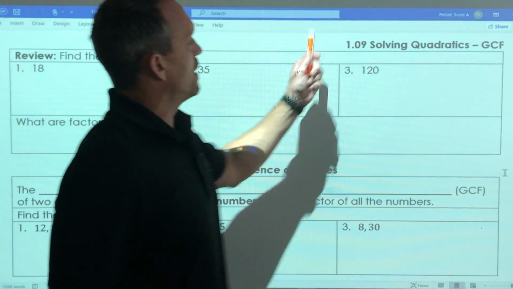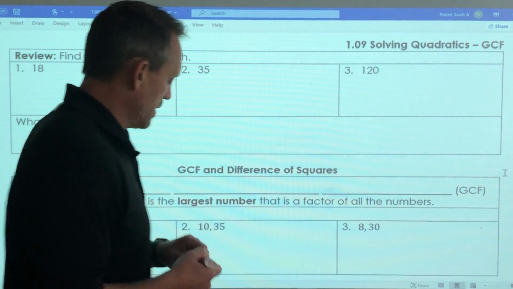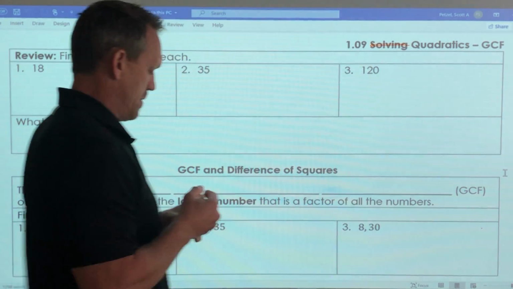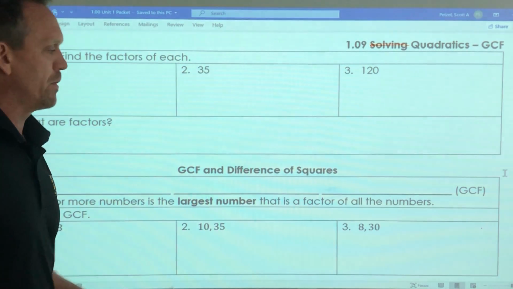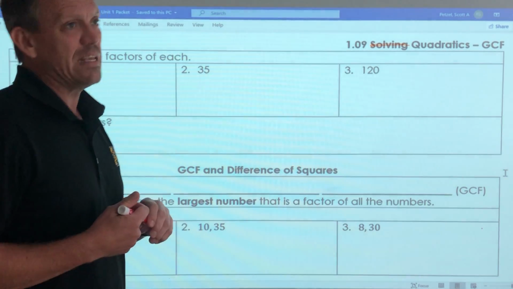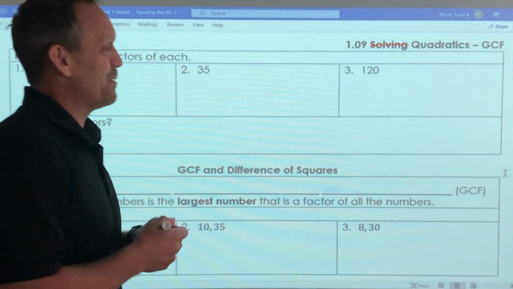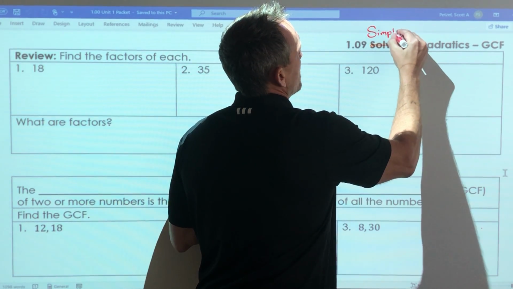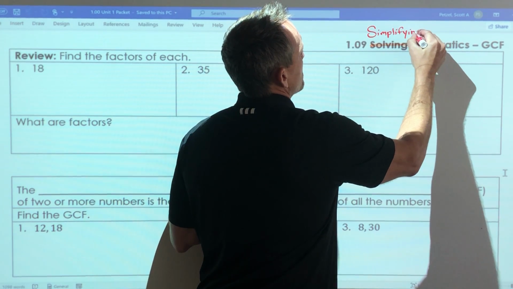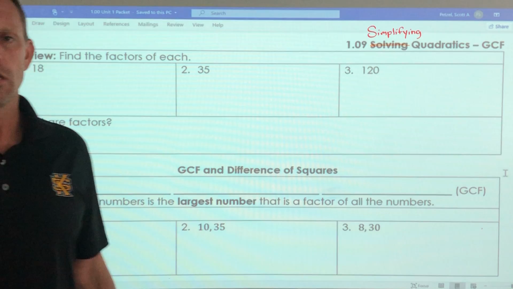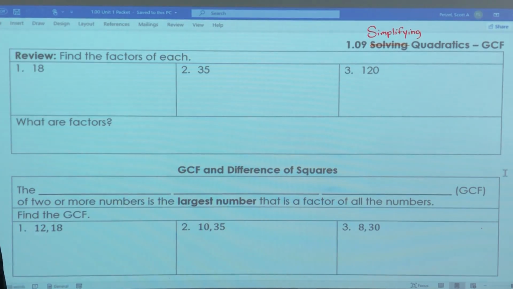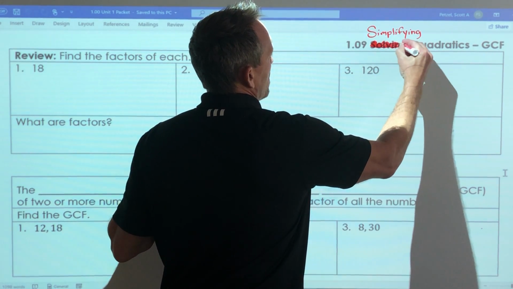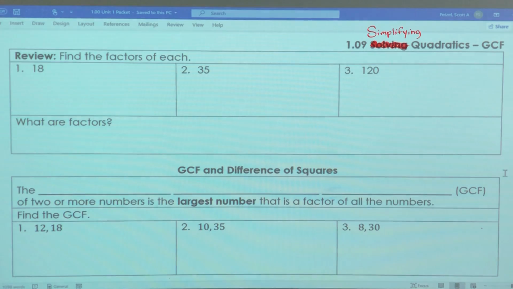We're gonna do 1.09, solving quadratics with a GCF. Technically, with this term, solving, we're not solving anything. What have I said a million times? When you're solving something, there are equal signs. There are not any equal signs within these quadratics, so we're gonna rename it to simplifying. We're simplifying stuff. We're not solving anything. So I don't like that term. I should just scrub that out because that's not what we want to be talking about here. All right, it's simplifying quadratics.